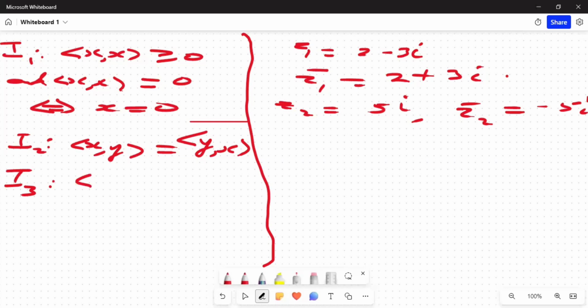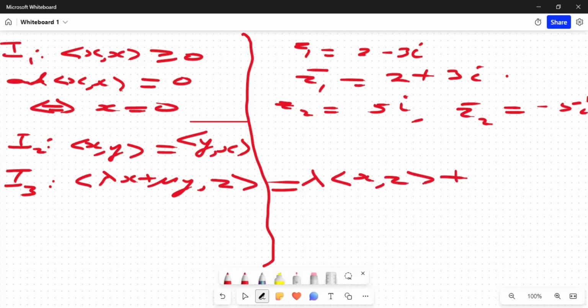I3 is that inner product of lambda x plus mu y comma z is equal to lambda inner product of x comma z, plus mu inner product of y comma z. Remember, lambda comes out because it's a constant, not affected by the inner product, and the second constant is mu.